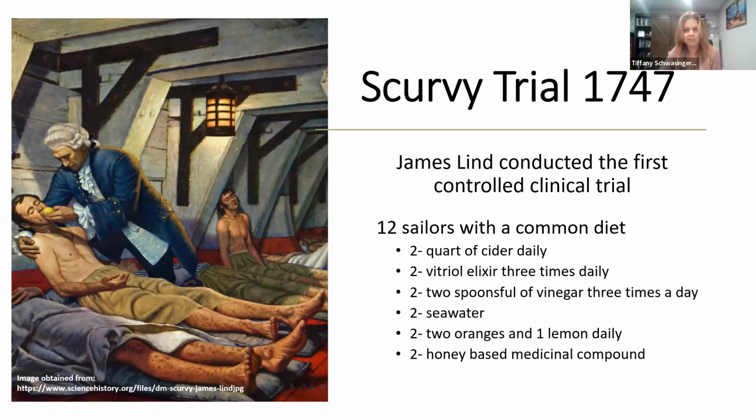Boy, would I not like to be in that group, I just have to say. 2 of them were supplemented with seawater. 2 received oranges and a lemon, and 2 received a honey-based medicinal compound.